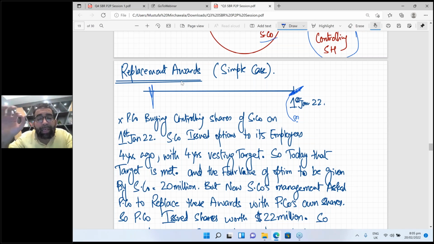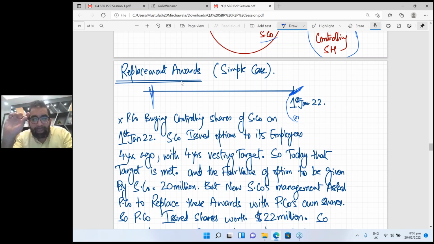So this replacement award looks like a compulsory thing, looks like a buying price, looks like a cost of investment. So normally it is in the scope of IFRS 3, because now the parent company is giving these shares to acquire that company, otherwise S company management won't give their shares.